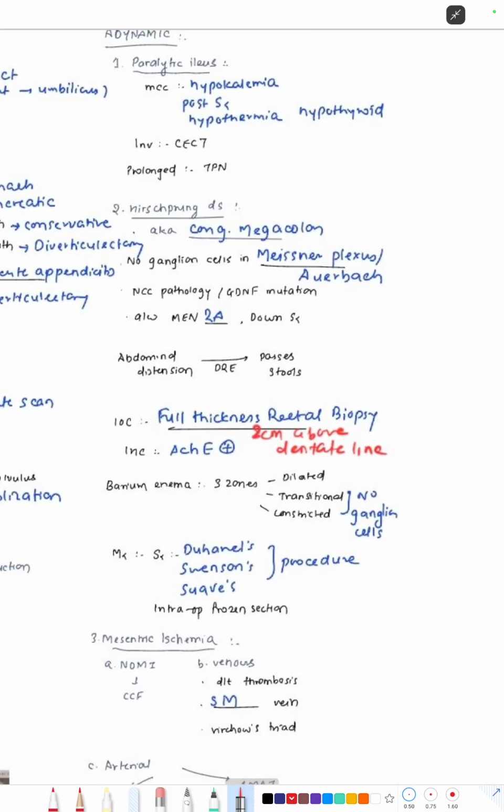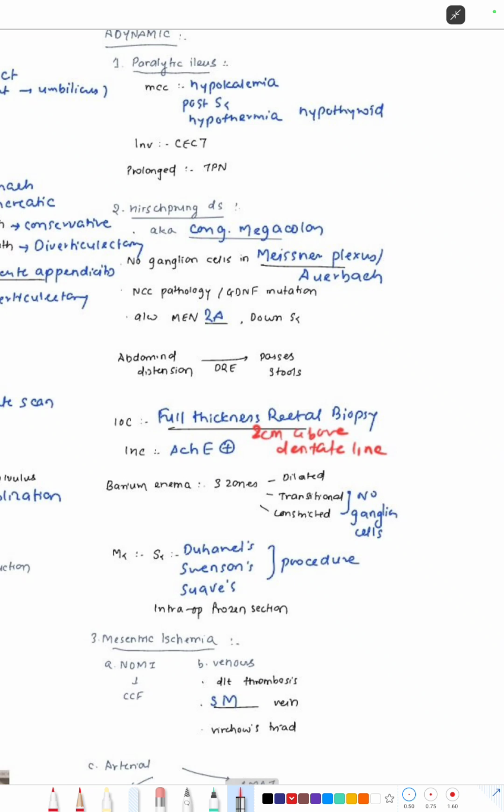Then the next pathology is Hirschsprung disease, where there is a congenital absence of the neural crest cells. It is also called congenital megacolon. No ganglion cells in the Meissner's plexus or the Auerbach plexus. It's a neural crest cell pathology associated with GDNF mutation, that is glial-derived neurotrophic factor, associated with MEN2A. Abdominal distension, or a digital rectal examination that will cause passing of the stools, is seen in Hirschsprung disease.